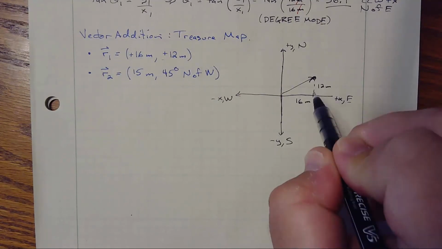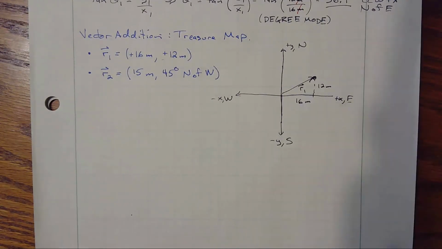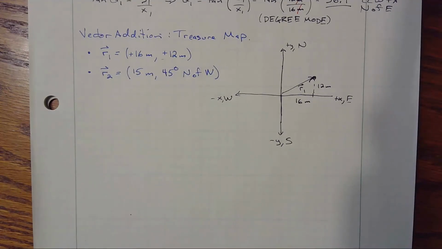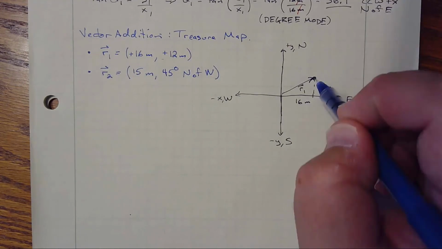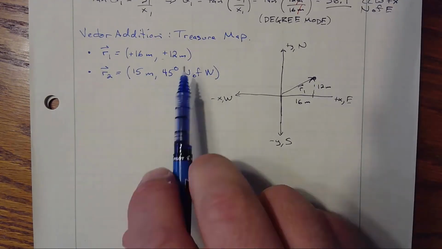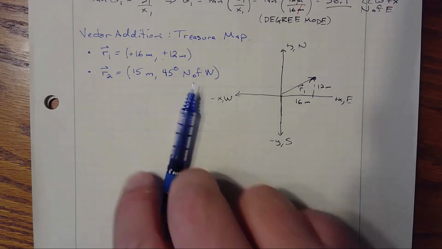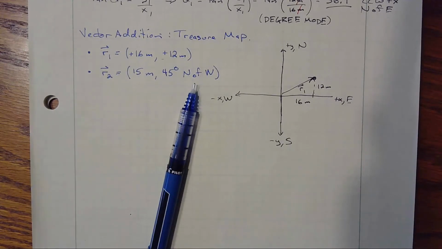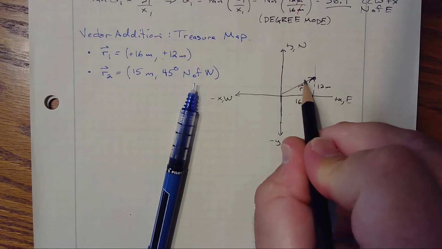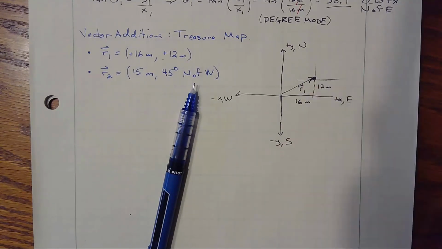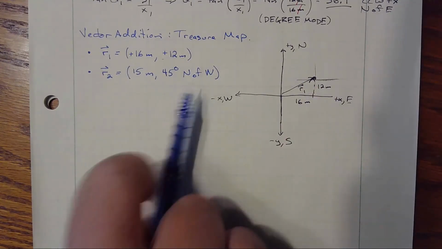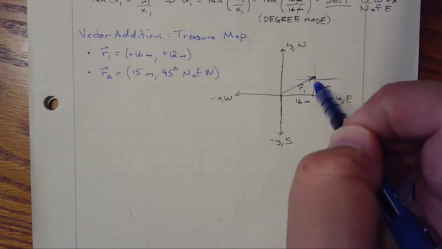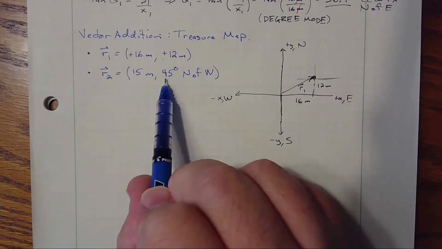So this is r1. Then, in order to get the proper displacement, we're going to say, from that point, we're then going to walk 15 meters in a direction 45 degrees north of west, which means that we imagine drawing a brand new set of coordinate axes at that location, and then I'm going to create a vector that's 15 units long at 45 degrees north of west.